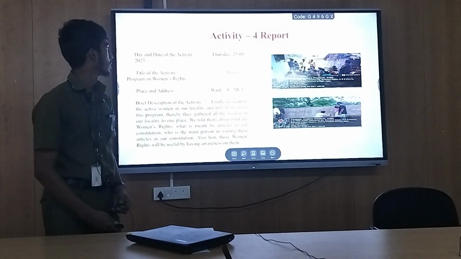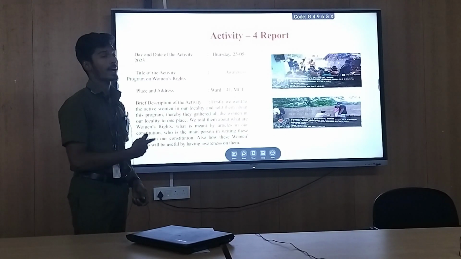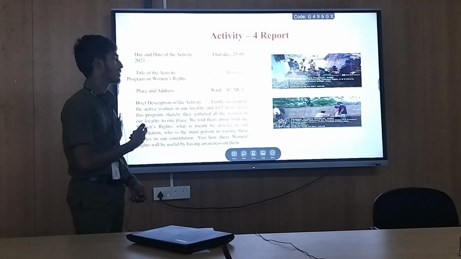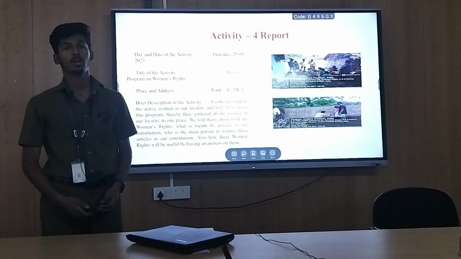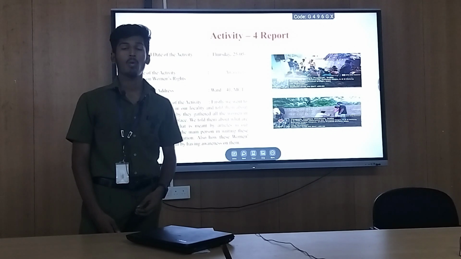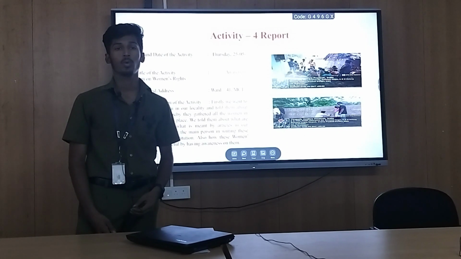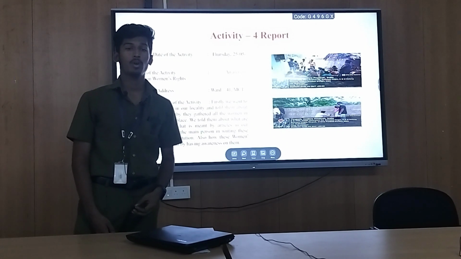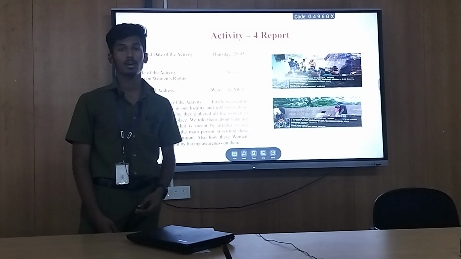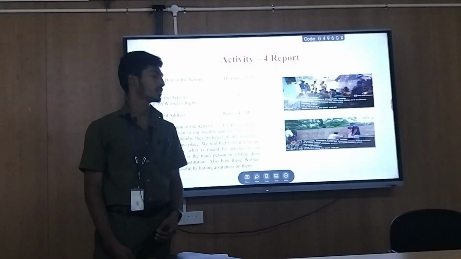Activity 4 report. We have done this activity on 25th May 2023. The title of the activity is Awareness Program on Women's Rights. We have gathered some active women in the village at one place and we have told them what is meant by articles, who is the main person behind writing these articles in our constitution, who is B.R. Ambedkar, and we have told them what are some of the basic women rights such as right to zero FIR and right to education, etc.